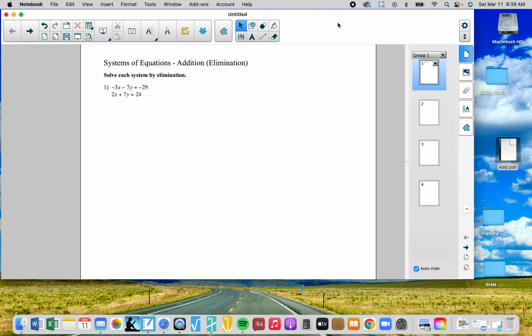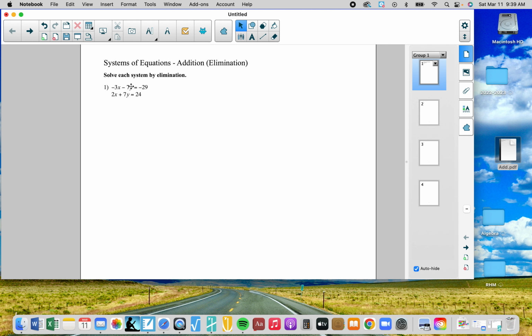Okay, this is the instruction of how to do addition or systems of equations utilizing addition. And we're going to use the addition technique in order to eliminate one of the variables. Much like the substitution method, we substituted one value in for the other, which gave us only one variable.